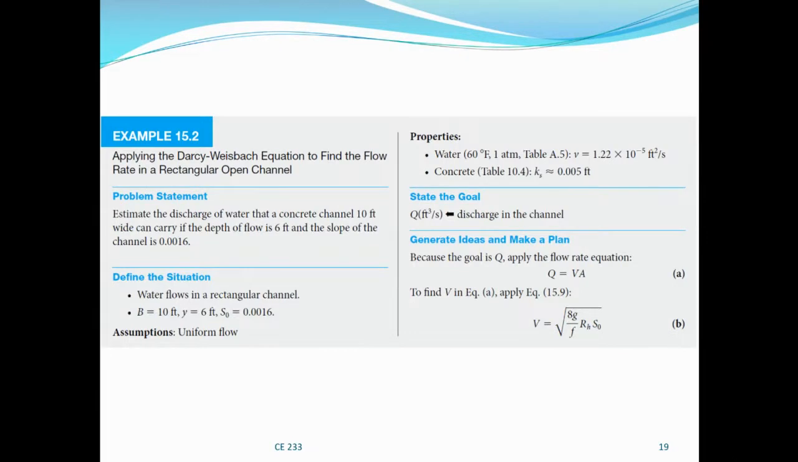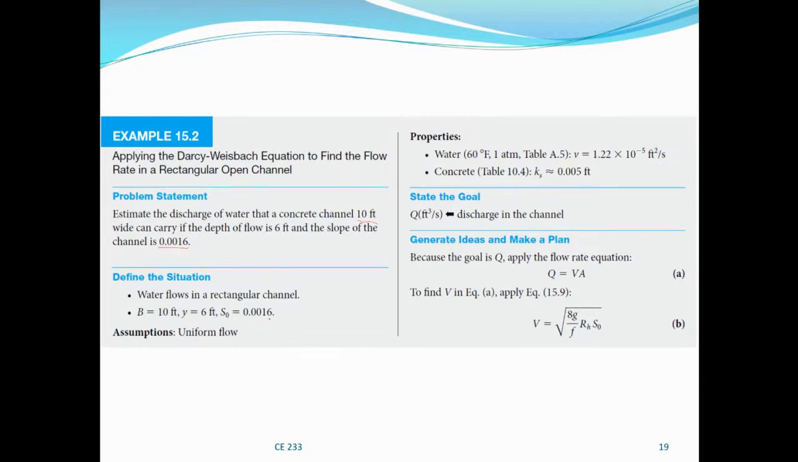So from the Darcy-Weisbach equation, you can get the Chezy formula and apply the Darcy-Weisbach equation to find flow rate in a rectangular open channel. So here we are to estimate the discharge of water that a concrete channel 10 feet wide can carry if the depth of flow is 6 feet and the slope of the channel is 0.0016.